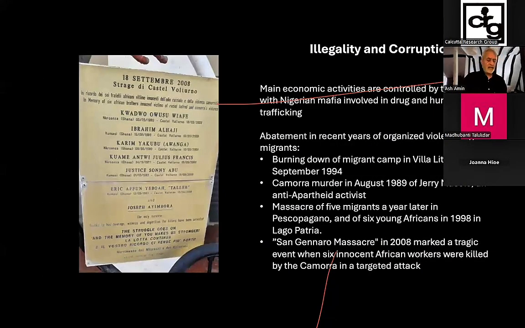The early years of violence in the fields and brothels have been halted by migrant protests and the campaigns of the church and social movements. This is the violence of a migrant camp in Villa l'Eterno, near Castelvolturno, burnt down in September 1994. The Camorra murder in August 1989 of Jerry Maslow, an anti-apartheid activist who woke up one day in the fields and was simply killed. The massacre of 5 other migrants a year later in another place called Pesco Pagano, and then of 6 young Africans in 1998 in Lago Patria.